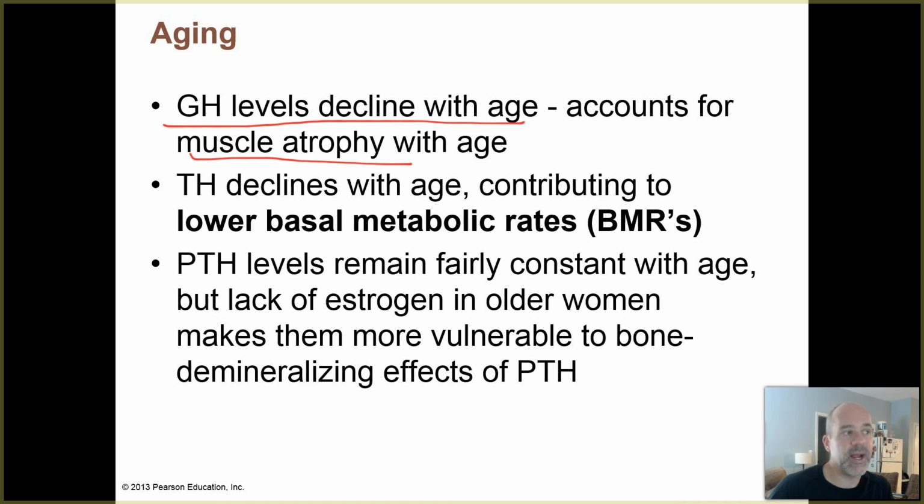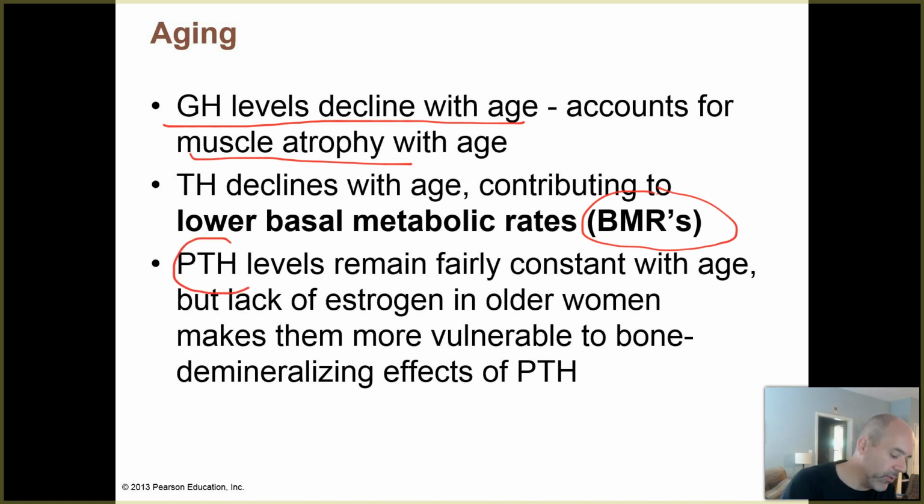TH, that's the abbreviation there for thyroid hormone. Those T3 and T4 thyroxines, those levels go down as you age. That makes sense. So your basal metabolic rate, your BMR, that's basically how many calories of energy you burn through in a day. That's going to go down as you get older, which everybody knows, that your metabolism slows down as you get older, and that's at least partially due to your thyroid hormone levels going down.